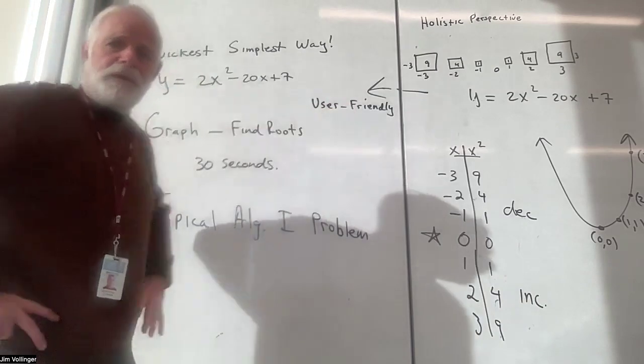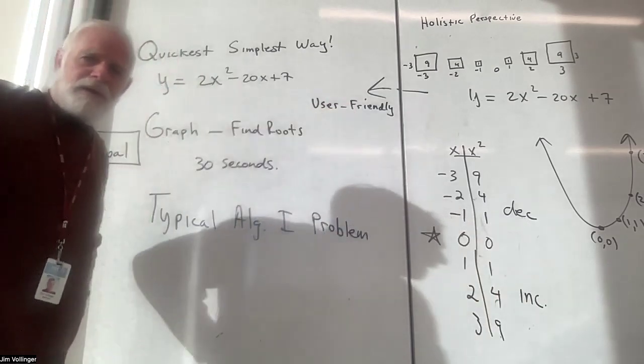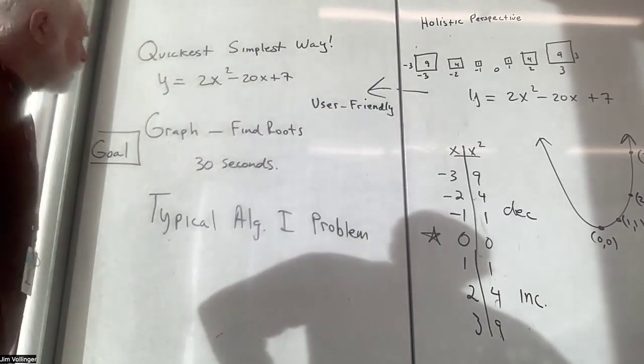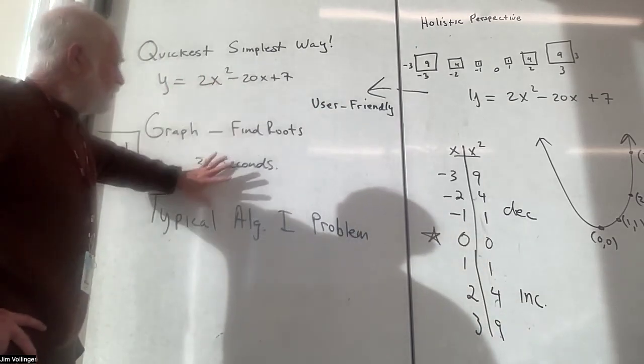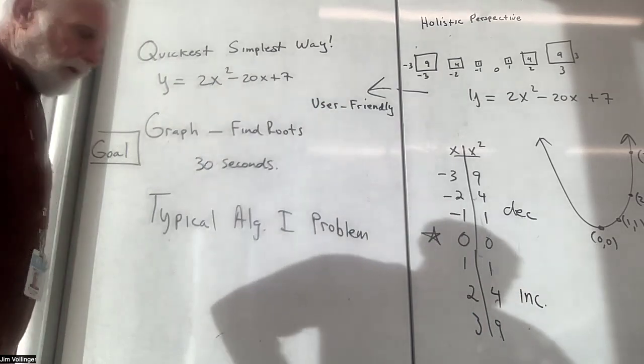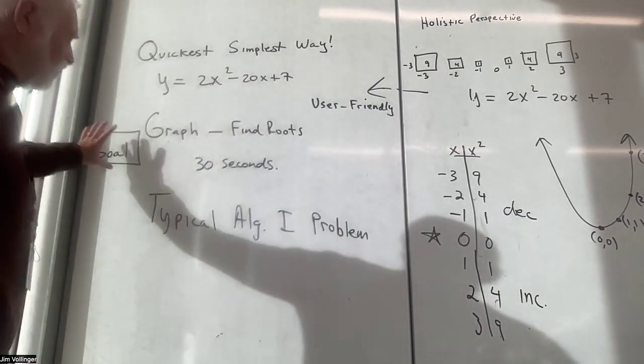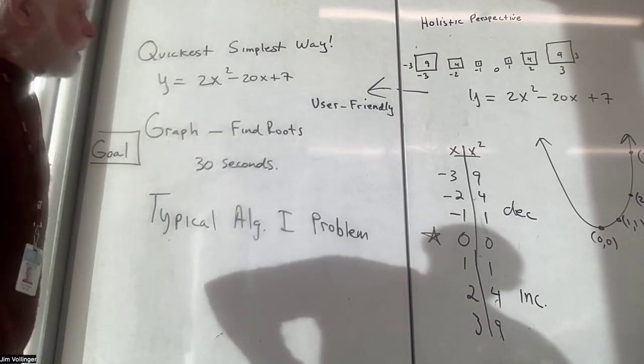User-friendly numbers so that we can see concept, not get bogged down in computational difficulty. The goal is really to be able to graph that and find the roots in 30 seconds or less. It's doable. So that's a goal. And these are typical problems.